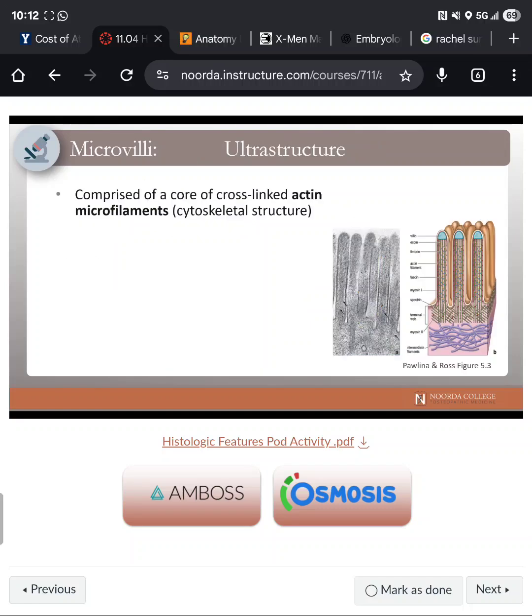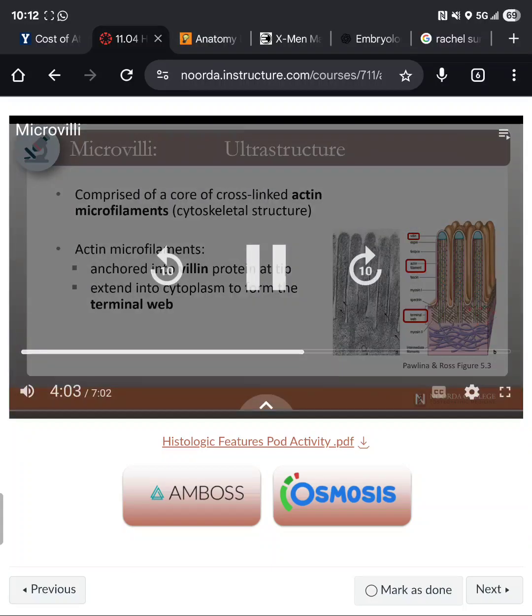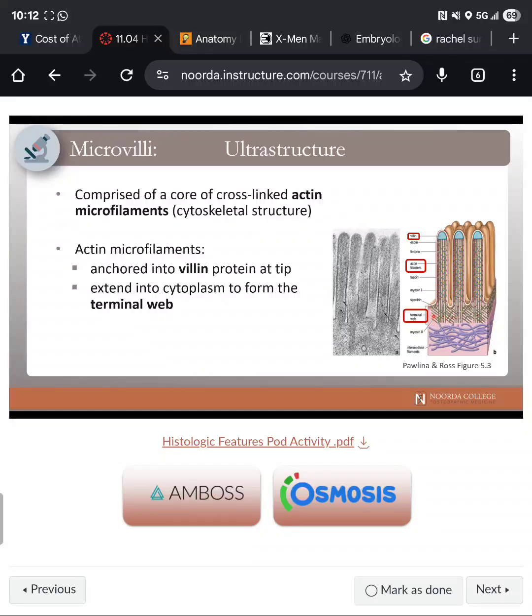Now let's take a look at the ultrastructure of microvilli. The key structure in the microvilli are these cross-linked actin microfilaments. That is the cytoskeletal structure of the microvilli. You can see in the image that the cross-linked actin microfilaments form the bulk of the microvilli. At one end they are embedded or anchored into a protein called villin, and on the opposite end, in the cytoplasm of the cell, they form the terminal web. So the terminal web is the cytoplasmic aspect. You can see this nice latticework here, and then it's embedded in villin on the tip side.